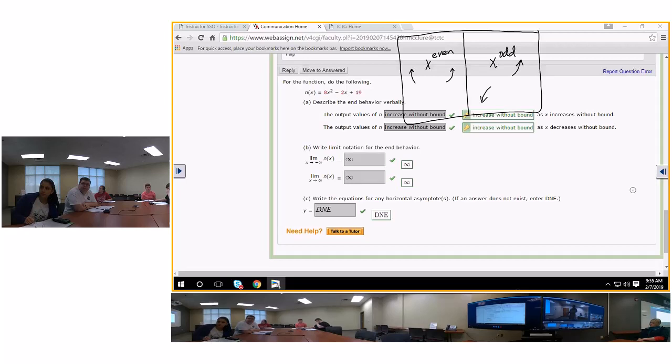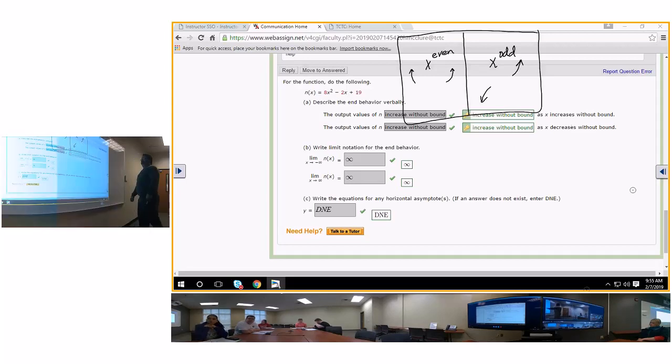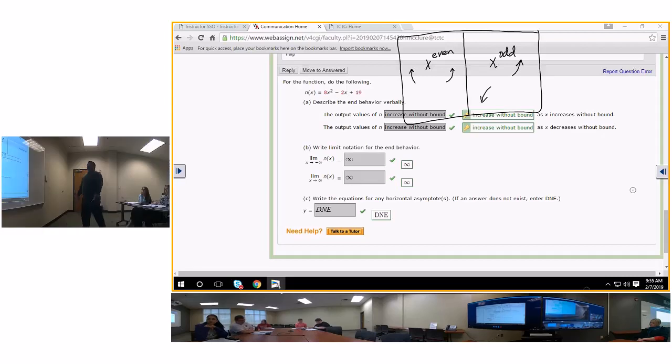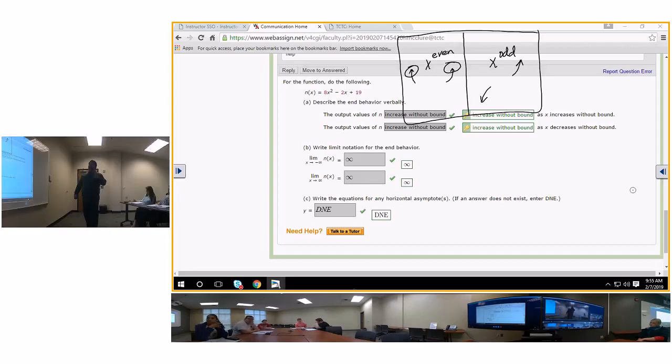The second one. Oh, I see. Okay. So that's what, write the limit notation for the end behavior. Well, what do the arrows mean on these two? What does that mean? Infinity and infinity. X infinity and Y infinity. So, as long as you got arrows, write the equations for any horizontal asymptotes.